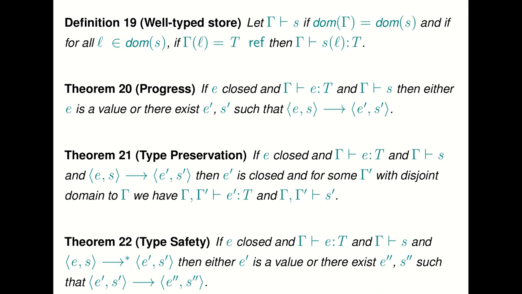This lets us say that if you have a closed well-typed expression with a well-typed store, then either it's a value or it can make progress. It'll never get stuck. So no matter how many steps it takes, it's always going to either be a value or it can evaluate further. So we'll never hit a stuck state.